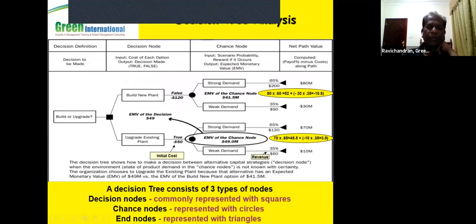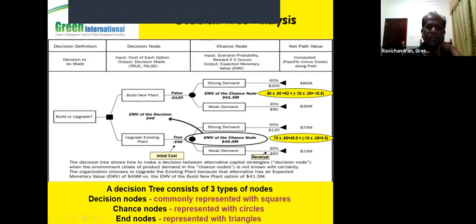Another example, build or upgrade. I need to decide whether to build a new factory or upgrade the existing factory. One of the considerations is risk. So I'm analyzing the risk in building a new factory. Say in strong demand, what is the risk involved, what percentage of happening and what is the impact. In weak demand, what percentage is happening and the impact. So I'm calculating EMV value 80 into 0.65, and in total I'm getting 41.5 million over here.